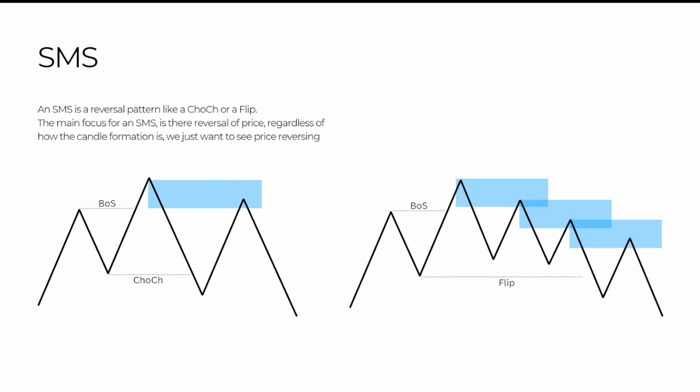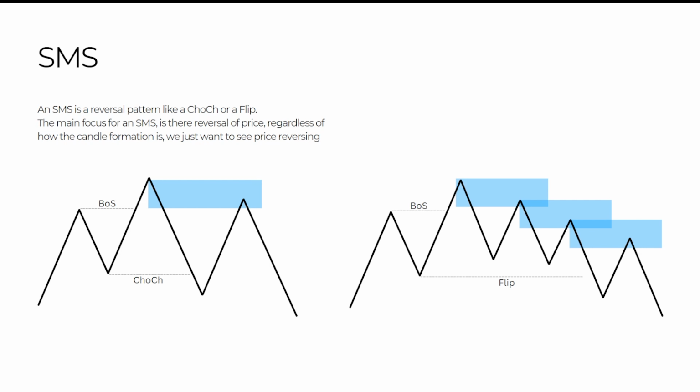Now, to start with, an SMS is a reversal pattern just like a chock or a flip. The main focus for the SMS is that there is a reversal of price. Regardless of how the candle formation is, we just want to see price reversing. That's all we are worrying about. So, why have I decided to combine chocks and flips into a SMS?